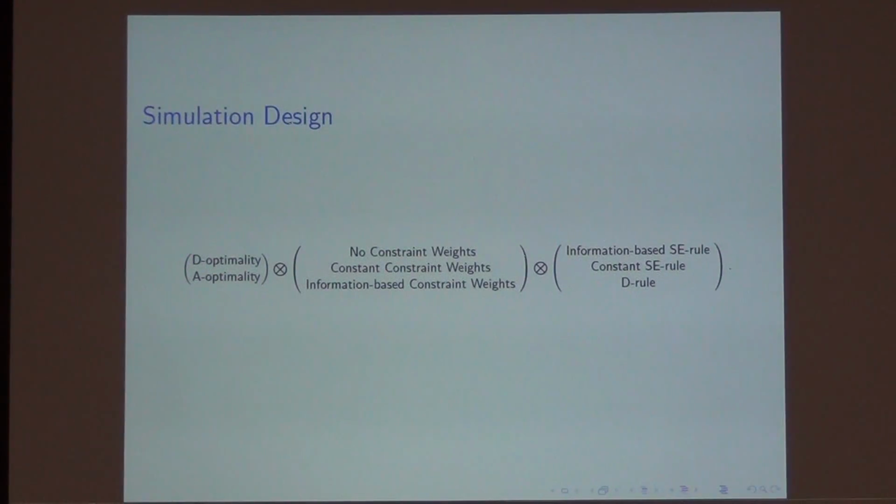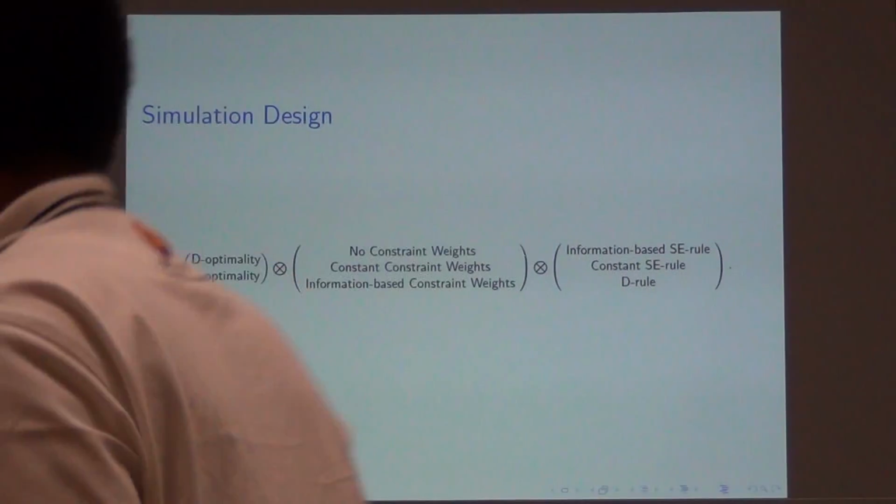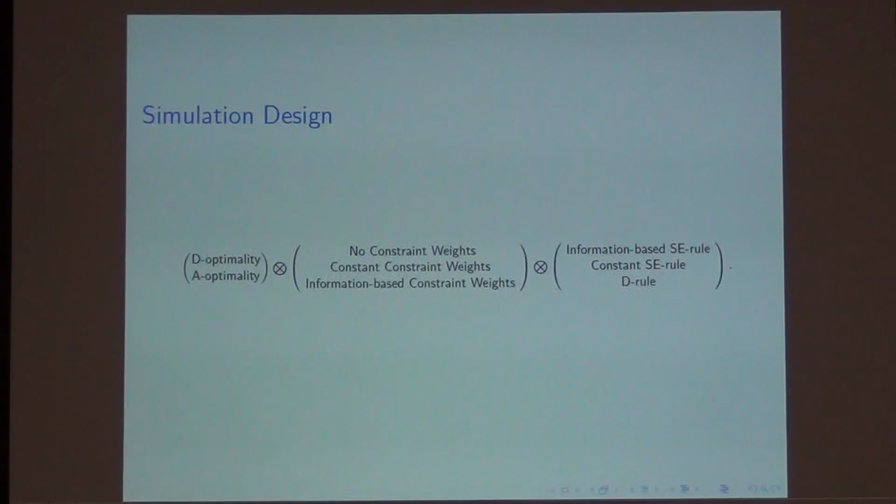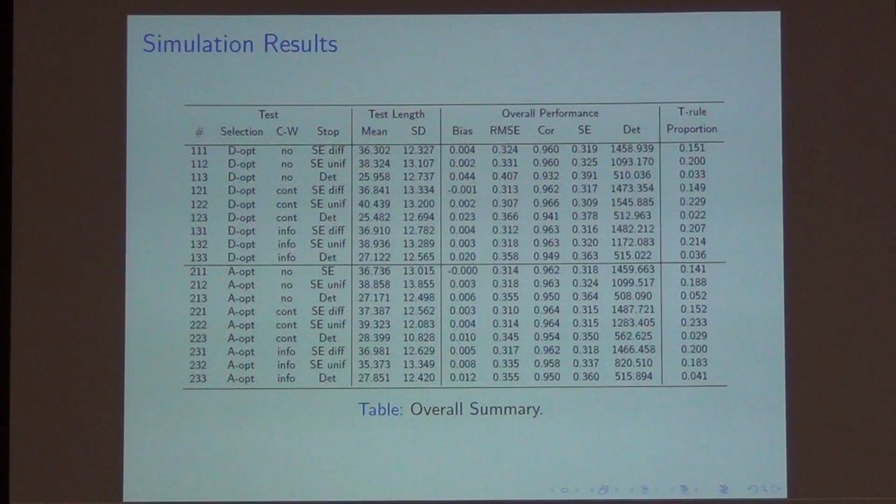So in simulation, to compare different methods, we consider 2 types of item selection method, 2 types of domain balancing, and 3 kinds of stopping rules. We choose the upper and lower boundaries of the constraint weights according to the unit dimensional information function, or we can just use the constant one for all domains. And similarly for the SE rule, we can have the constant SE bound, or we can have different SE bounds for different domains.